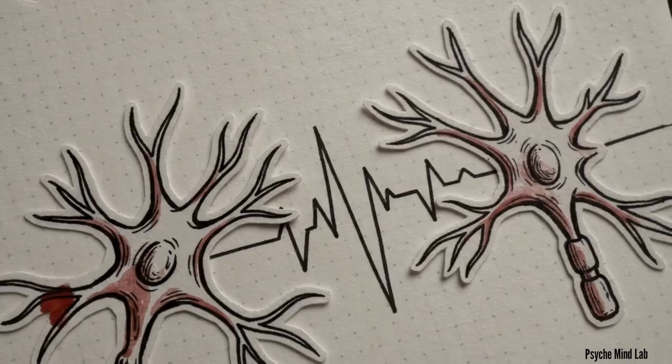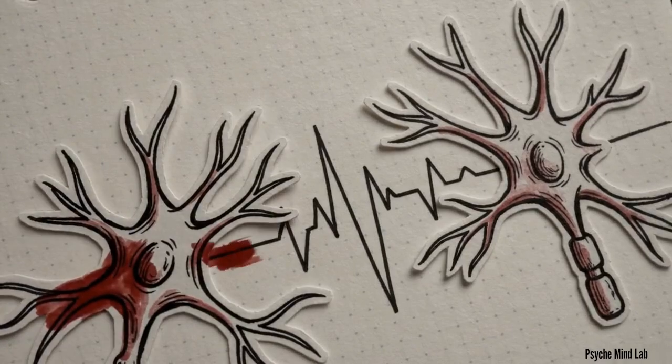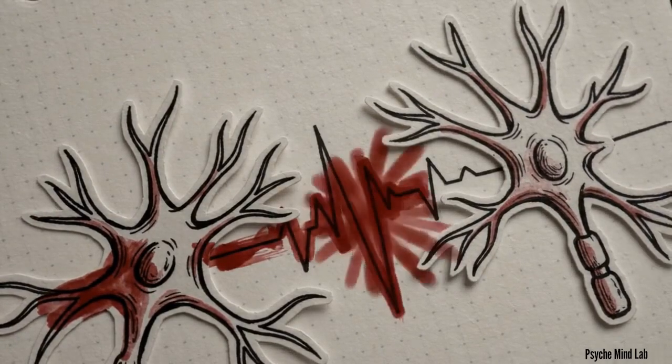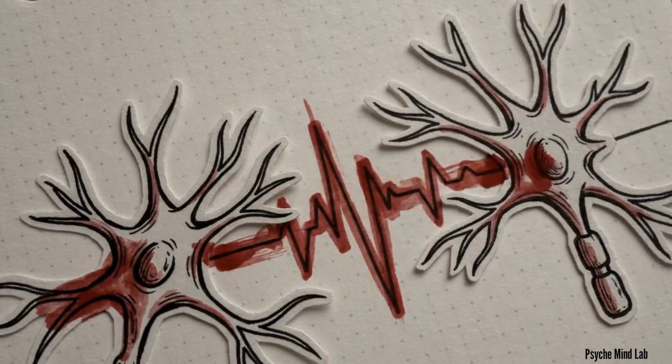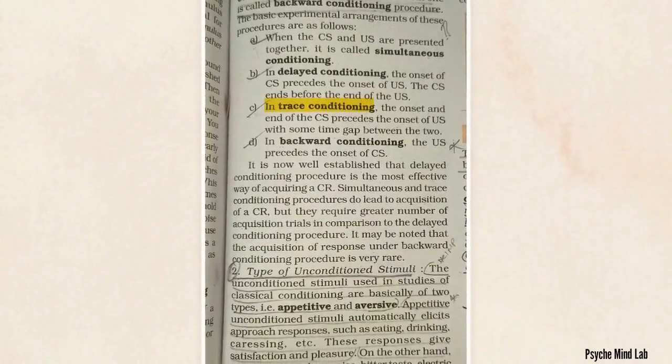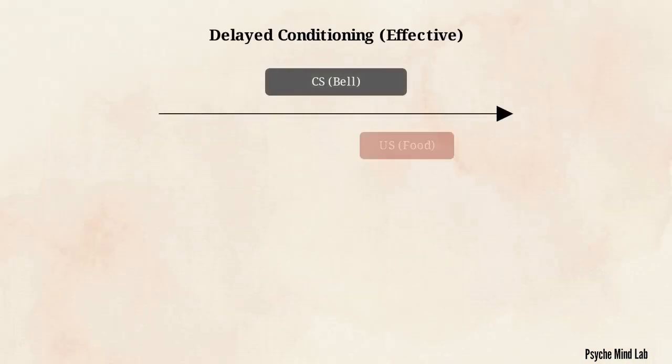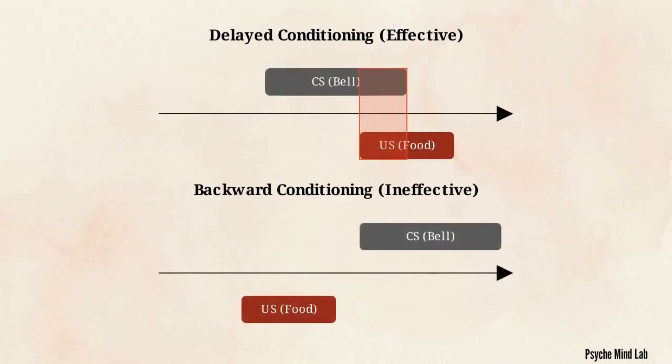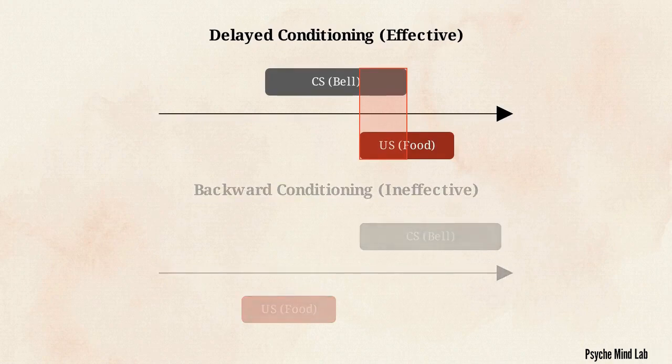During phase 2, known as acquisition, the neutral stimulus is repeatedly paired with the unconditioned stimulus to create a neurological link. Success depends on specific variables, beginning with the time relations between the stimuli. Delayed conditioning is the most effective method. In this sequence, the neutral trigger begins shortly before the food appears and continues until the food is presented. Reversing this order, food before the neutral trigger, or backward conditioning, makes a learned response rare.